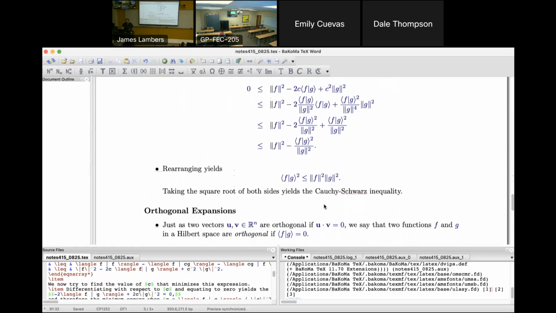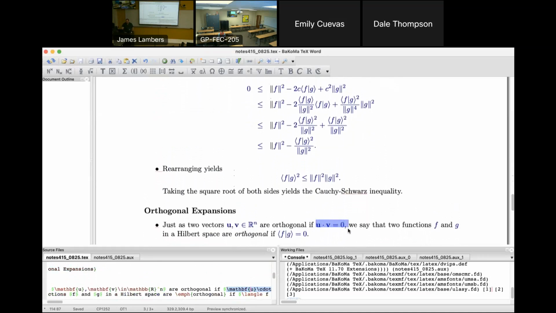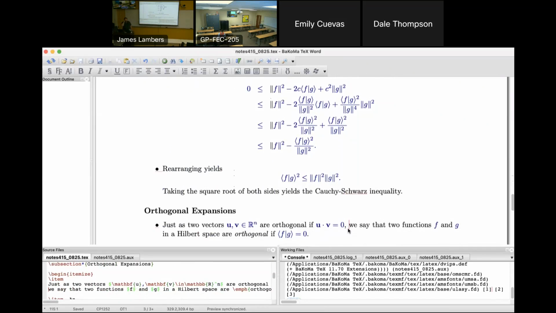Now, as I mentioned last time, in something that you would have seen in calculus, you have two vectors in Rn. They're called orthogonal if their dot product is equal to 0. So similarly, if we have two functions in a Hilbert space, and if their scalar product is 0, then we say that those functions are orthogonal.